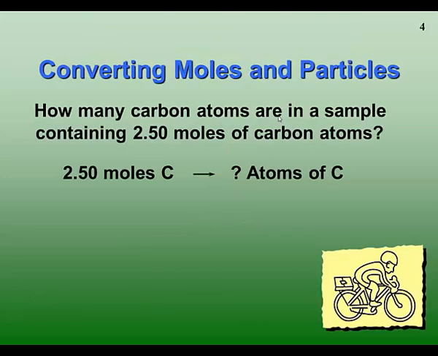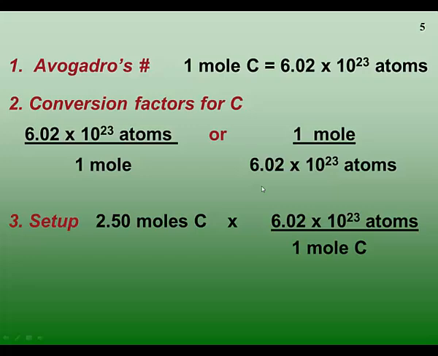So, here we go. Here's a question. How many carbon atoms are in a sample containing 2.50 moles of carbon atoms? So really we're trying to convert moles of carbon to the actual number of atoms. To do that, we need the equality. In every 1 mole of anything, there's 6.02 times 10 to the 23rd particles. In this case, it's atoms.